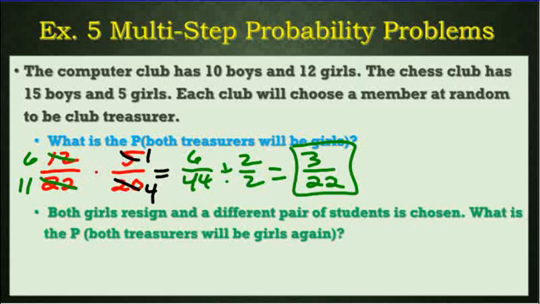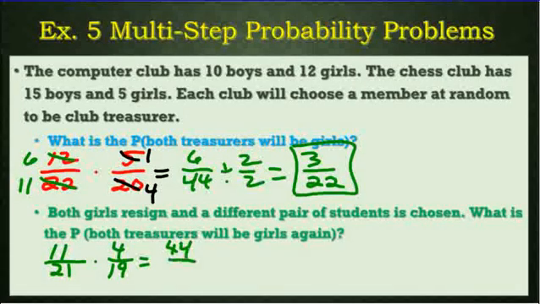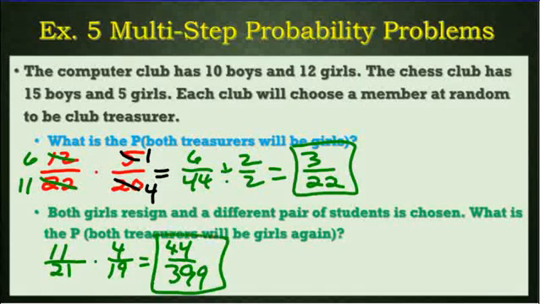So now you have 21 students in the computer club. Only 11 of them are girls. And in the chess club, instead of 20, since 1 resigned, you will only have 19 students left. 4 of them were girls. So you have 44 over 21 times 19 gives you 399. I cannot reduce that, so that would be your chances of both treasurers being girls again.